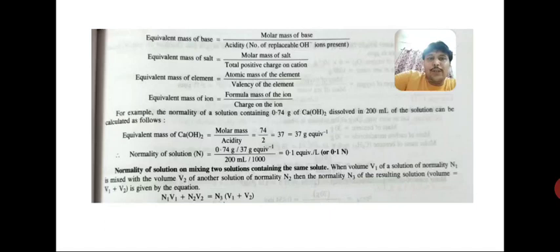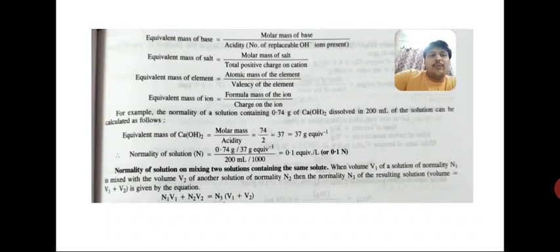Let us see the question. We have to find the normality of a solution containing 0.74 gram of Ca(OH)2 dissolved in 200 ml of solution, right? So here students, first we write the data: given mass W2 is 0.74, given volume is 200 ml, and like molarity, we have to find the molar mass.